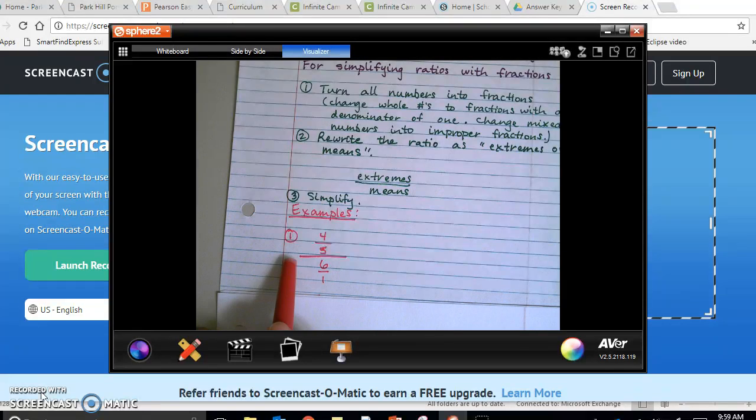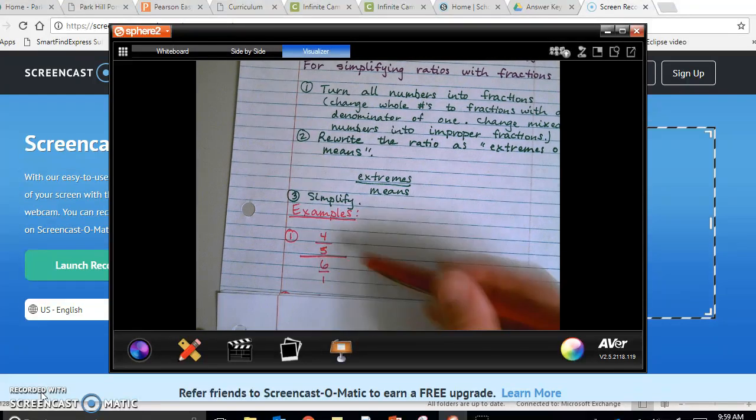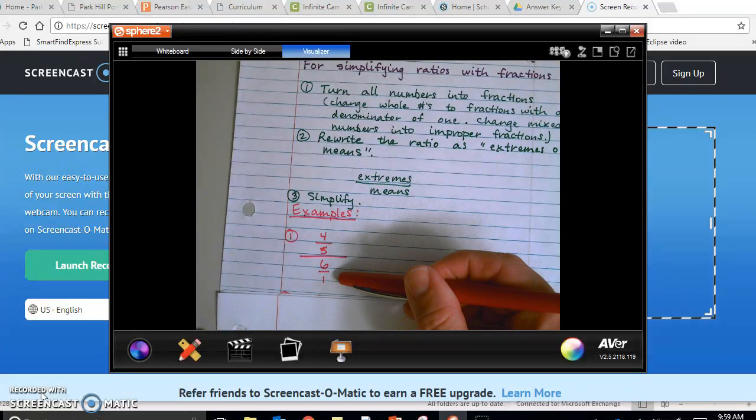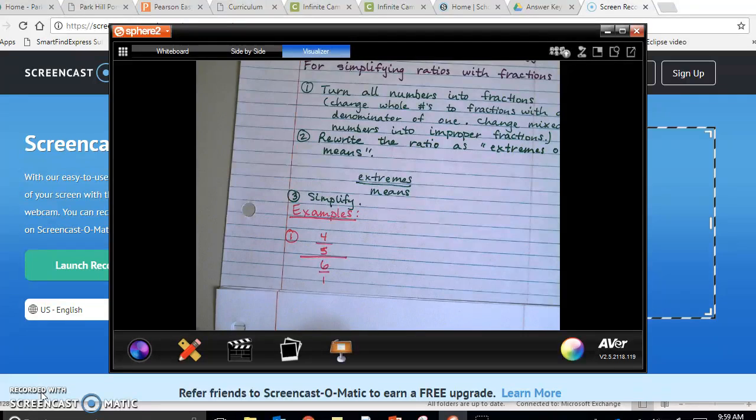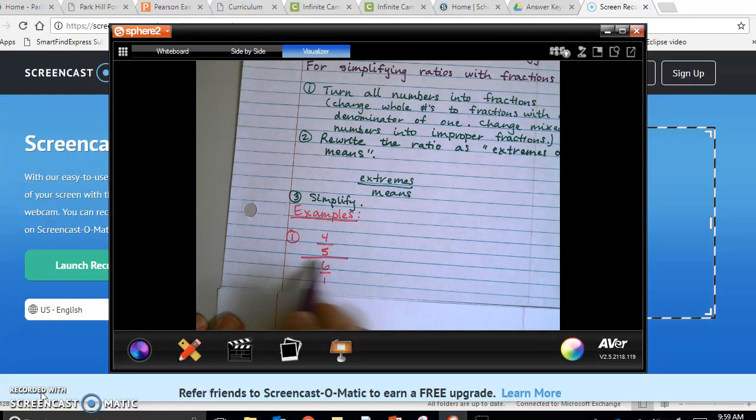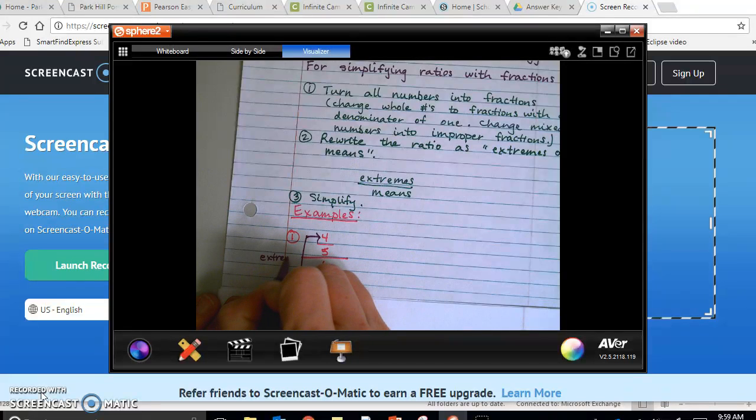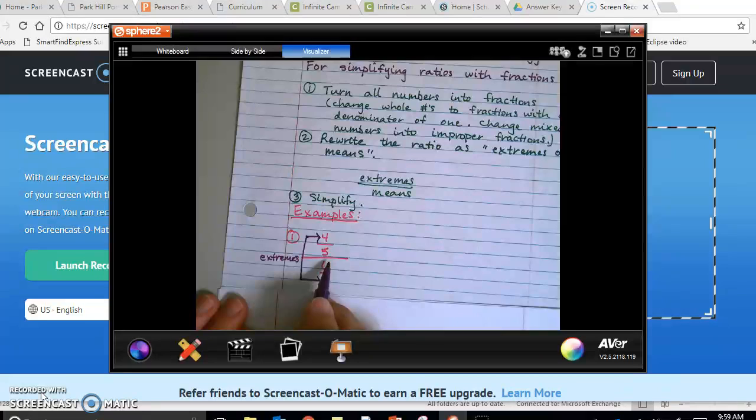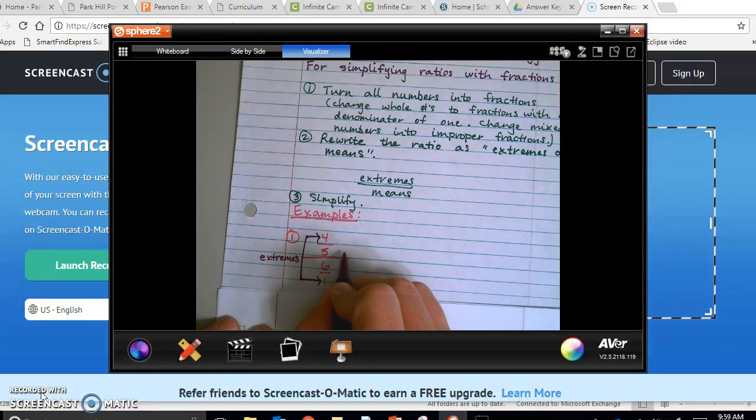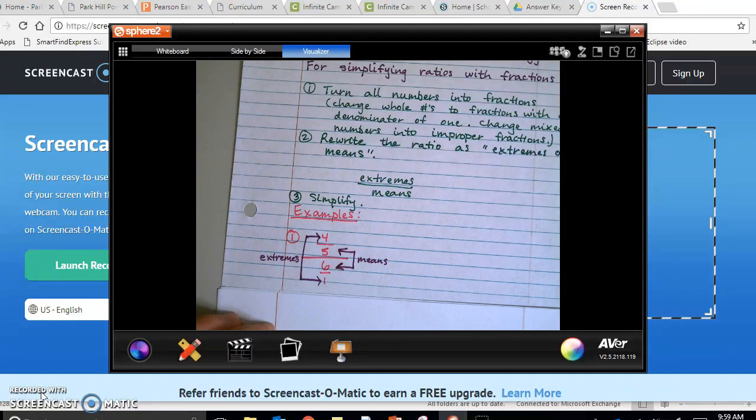Remember that a fraction bar truly means division. This is really saying 4/5 divided by 6. So that's why this trick works. I'm going to take my extremes, and what I mean by that are the numbers that are furthest away from this division bar, this fraction bar. So that would be 4 and 1. Those are my extremes because they are furthest away from my fraction bar. The means are the numbers that are closest to the fraction bar. So that would be my 5 and my 6.